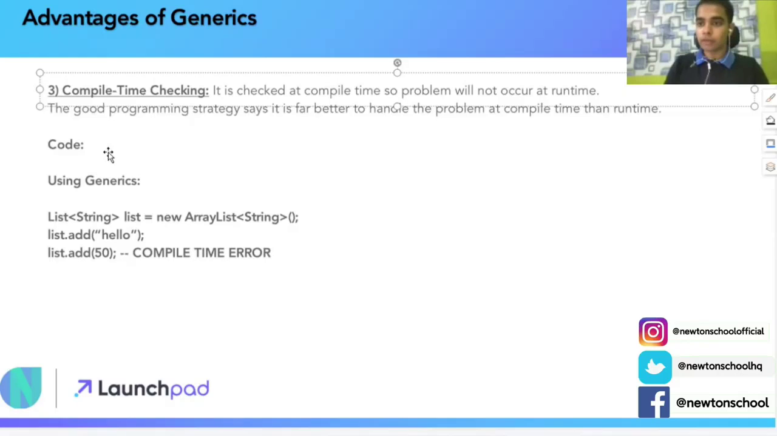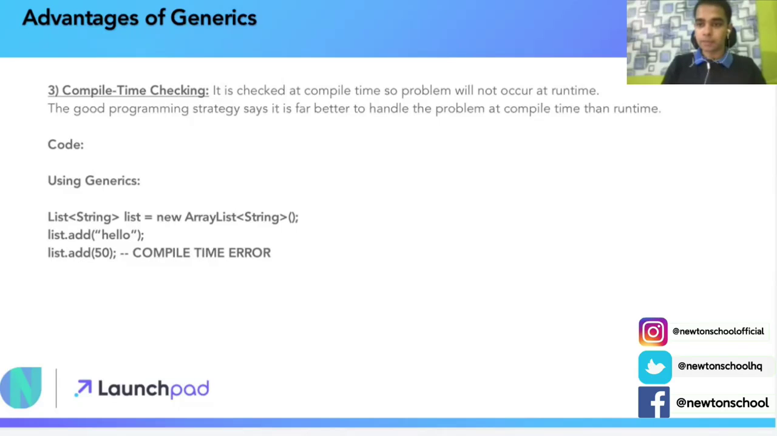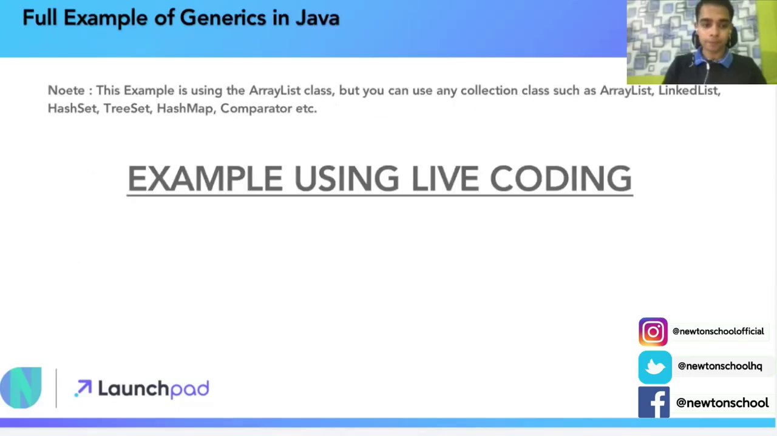This is actually very important from a developer perspective. You need to know the errors at compile time instead of runtime. So as we have seen, there are three advantages that generics has provided me. First, type safety. Second, typecasting is not needed anymore. And third, compile time checking, because every object is now specific with a data type.